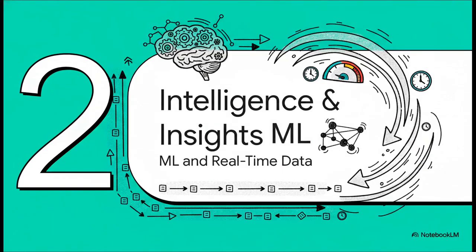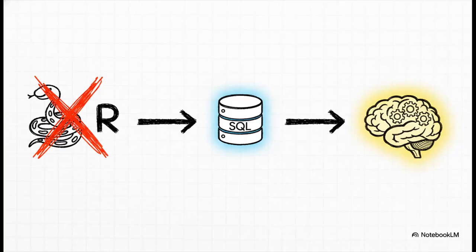Okay, so we've covered the basic architecture and how to keep costs down. Now let's get into the really cool stuff. BigQuery's built-in machine learning and its ability to work with data as it's happening in real time. This part is a real game changer, especially for data analysts.